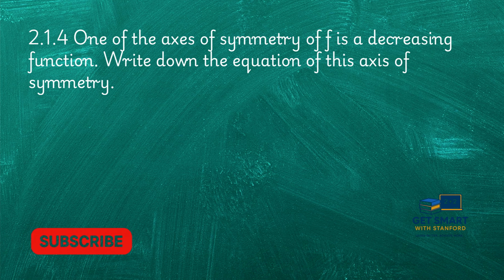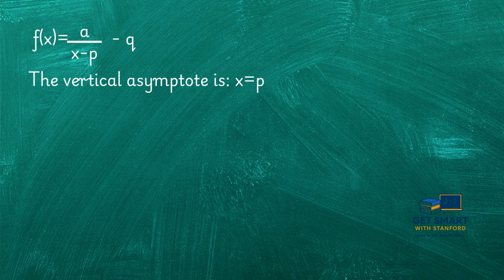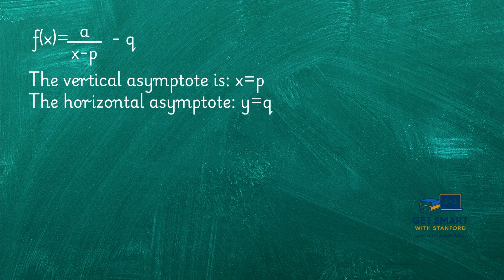2.1.4, they want us to write down the equation of the axis of symmetry for which the function is decreasing. Remember that the general equation for the hyperbola function is a over x minus p, and q is subtracted from that fraction. The vertical asymptote here is x equals p, and the horizontal asymptote will be y equals q.